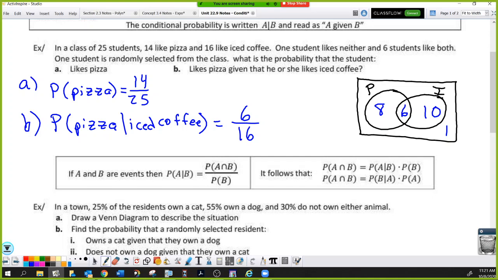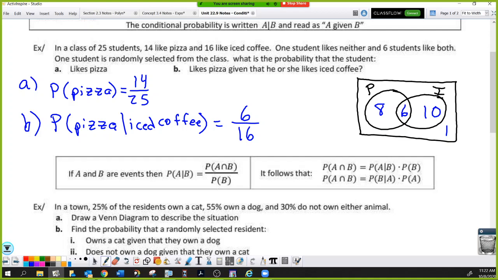Yes, Gavin? If it's a given that he or she likes, say it was flipped. Would it be 14 over? If it was flipped, it would be 6 over 14. Oh yeah, okay. That makes sense. It's not that bad with Venn diagrams, is it?